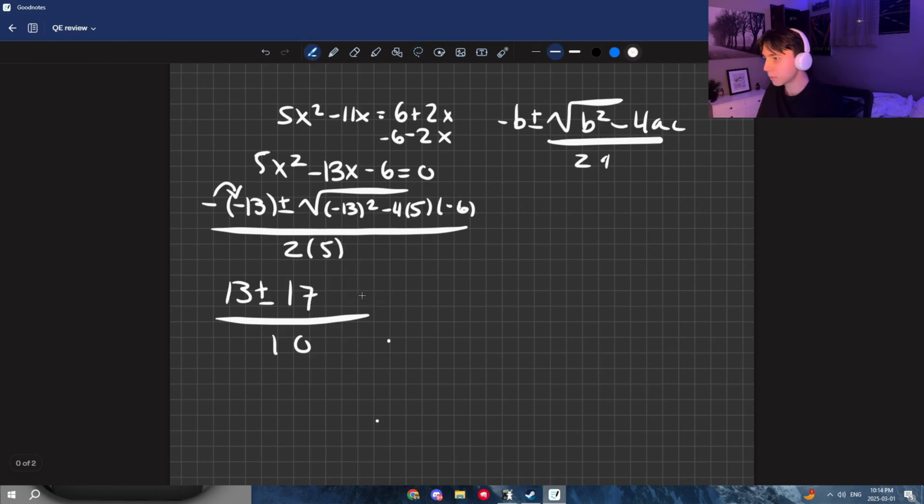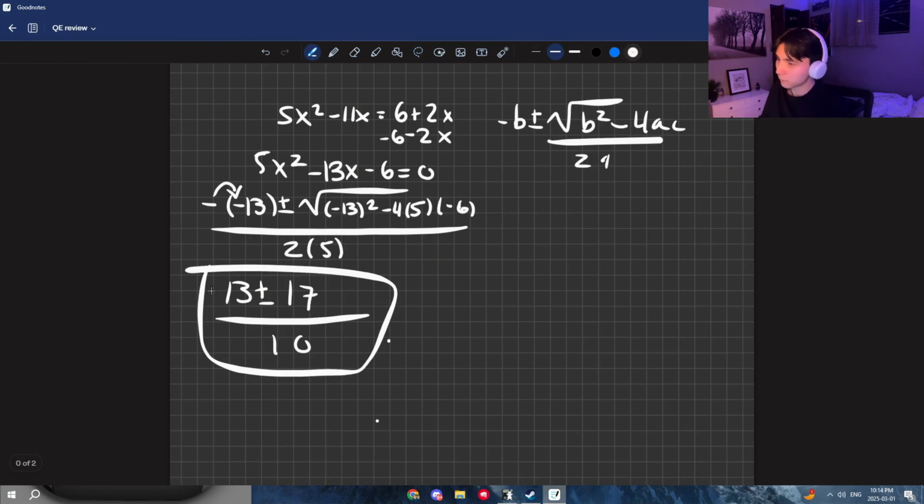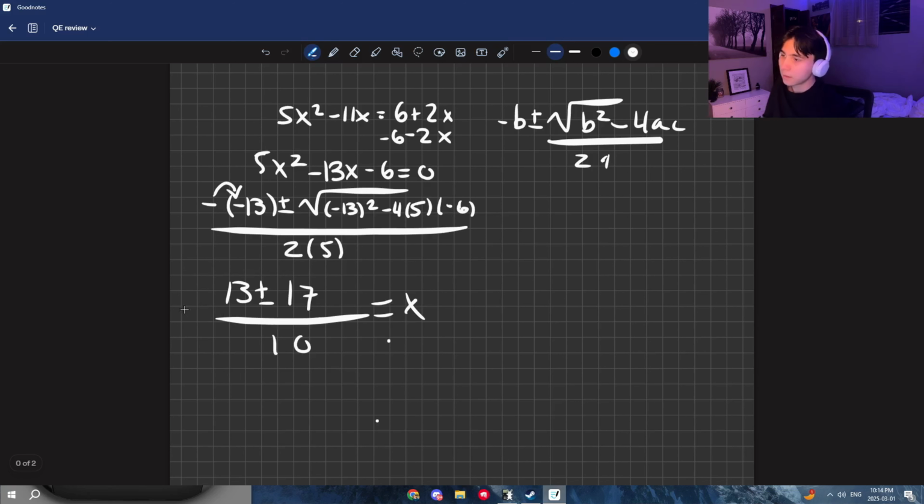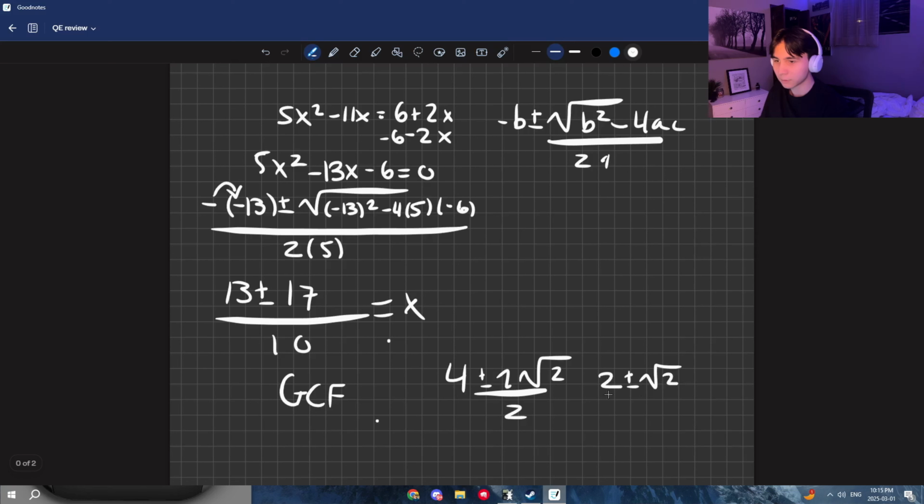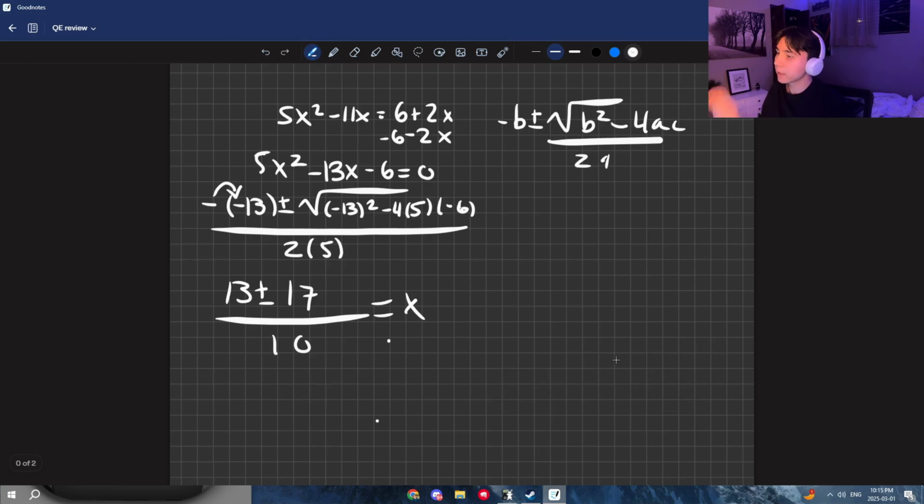And since there's nothing common between all of these numbers, we're going to have this equal to x. We can't simplify it any further. But if there was, we would just have to find the GCF. It's the greatest common factor of all the terms. Like, for example, if it was 4 plus or minus 2 root 2 over 2, for example, it would have a GCF of 2. So you would just divide everything by 2, and you would get 2 plus or minus the square root of 2 over 1, which is just this. So just make sure you're always double checking and trying to simplify these whenever you're getting exact value solutions.